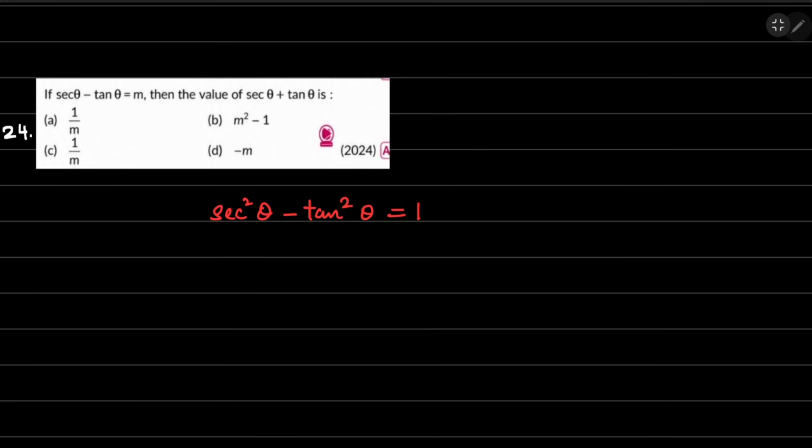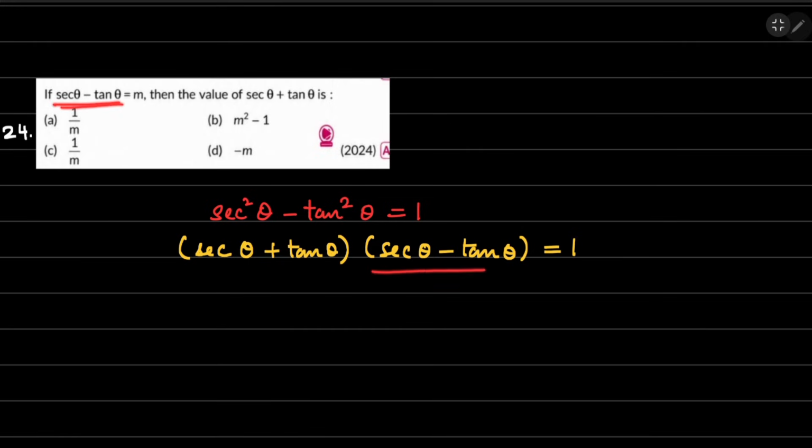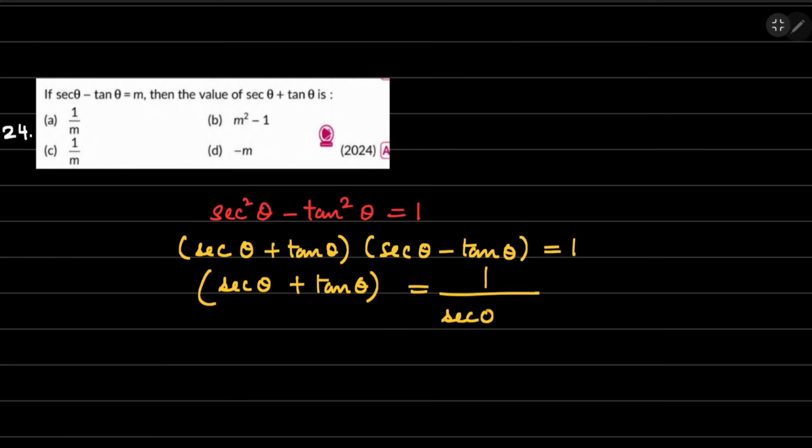If I expand secant square minus tan square using the a square minus b square formula, what can I expand it as? a plus b, that is secant theta plus tan theta, multiplied by secant theta minus tan theta. A plus b into a minus b is equal to 1. What am I asked here? I am given secant minus tan. I am asked secant plus tan. So let my secant theta plus tan theta remain. So this is equal to 1 by secant theta minus tan theta.